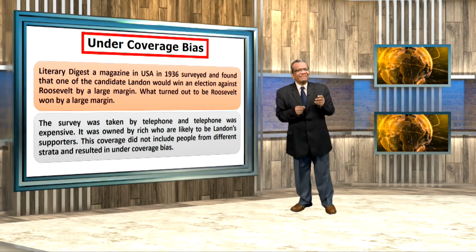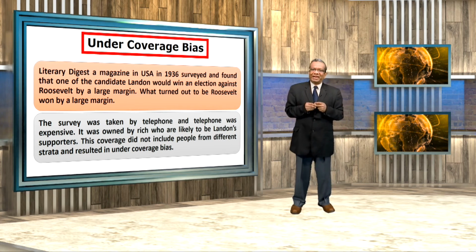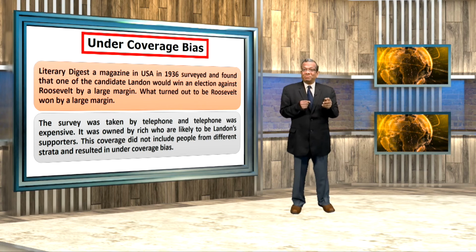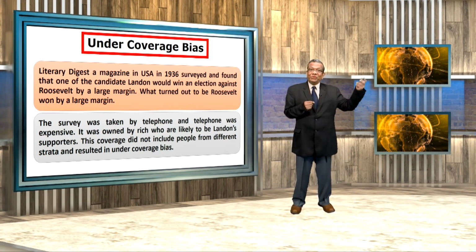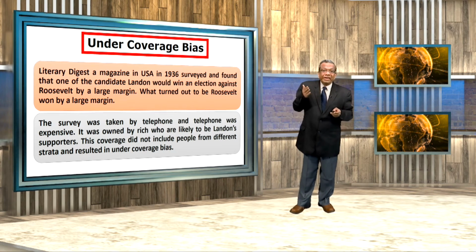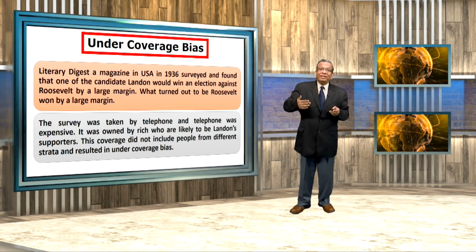Undercoverage bias. There is a classical example. Literary Digest, a magazine in the United States of America, in 1936 surveyed and found that one of the candidates, Landon, will win an election against Roosevelt by a large margin. But it turned out that Roosevelt won by a large margin. After examination of the survey, it was found that the survey was taken by telephone, and telephone was expensive during those days. It was owned by the rich, who are likely to be Landon supporters. This coverage did not include people from different strata, the poor and people living in the fringes, resulting in the undercoverage bias. This is very important.